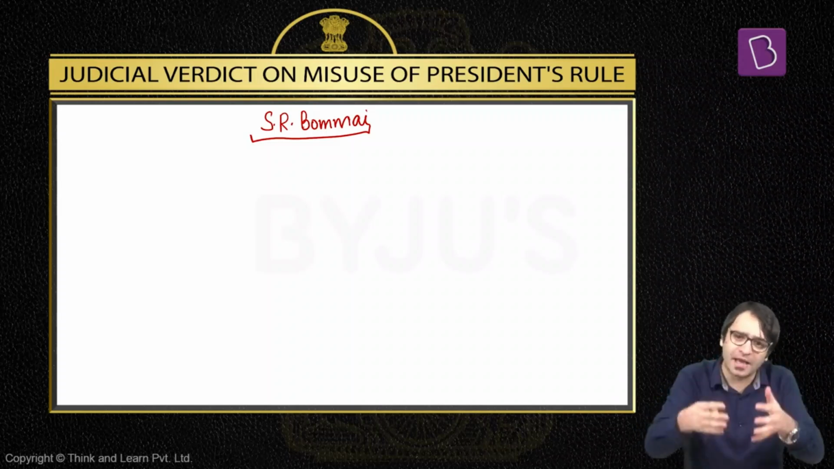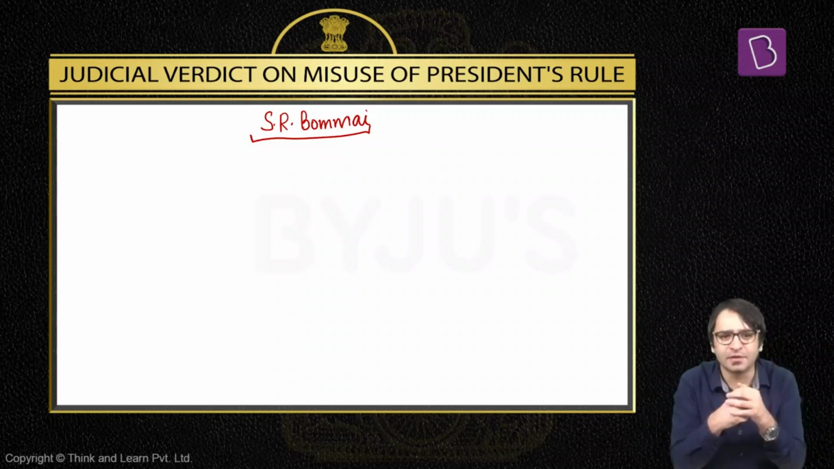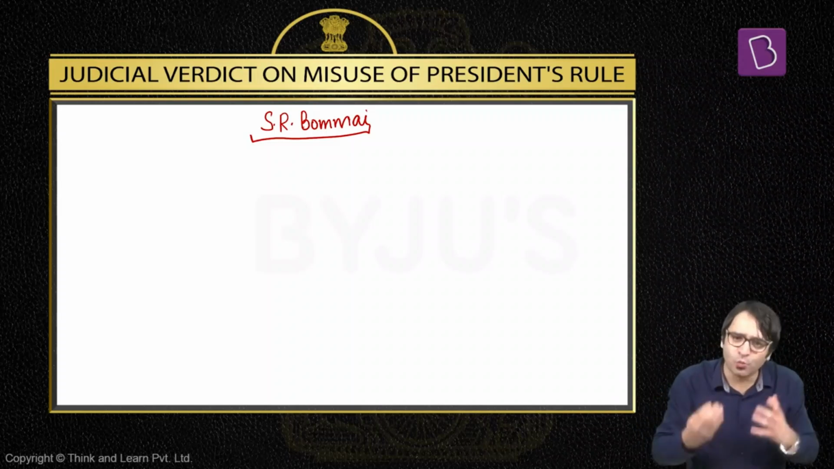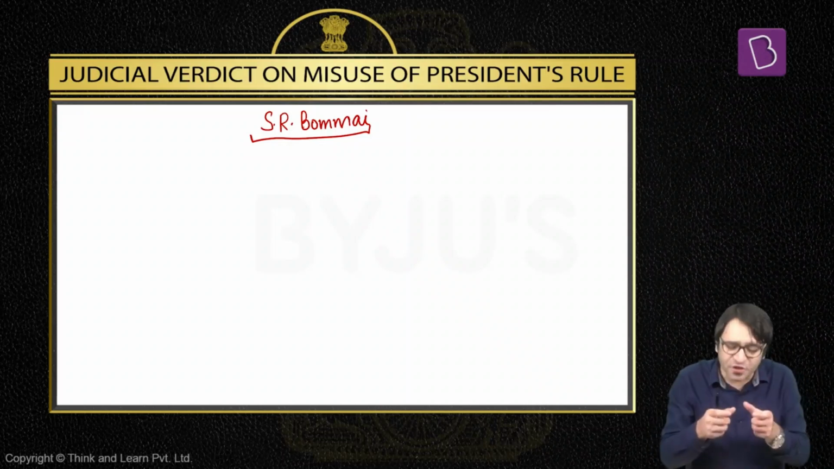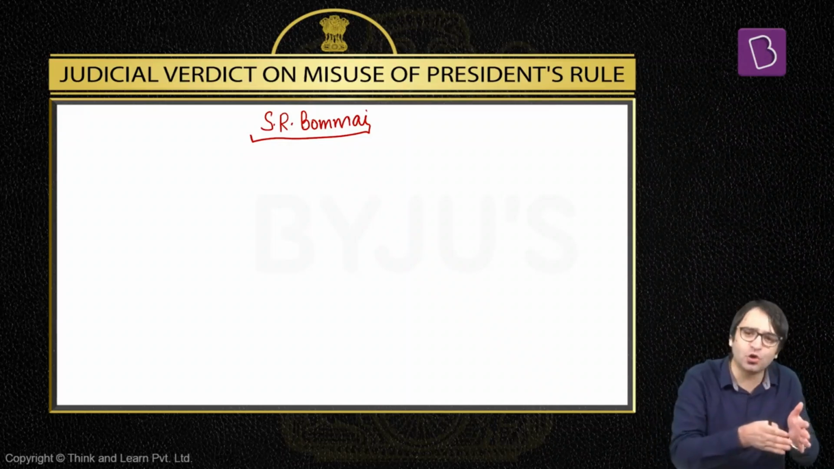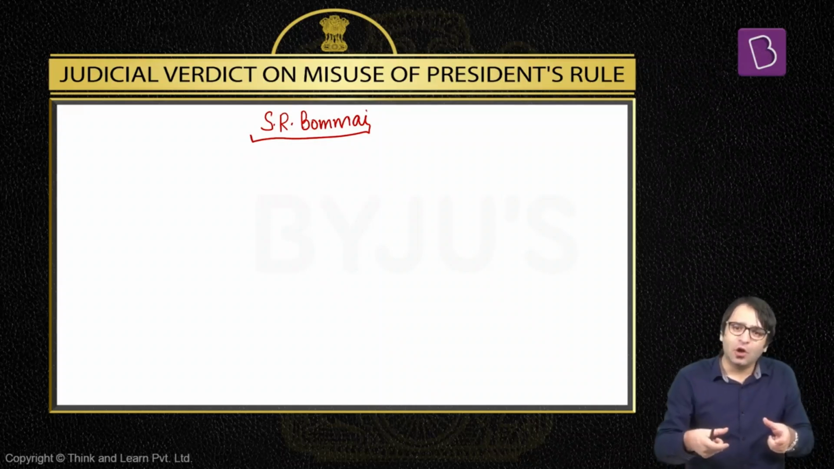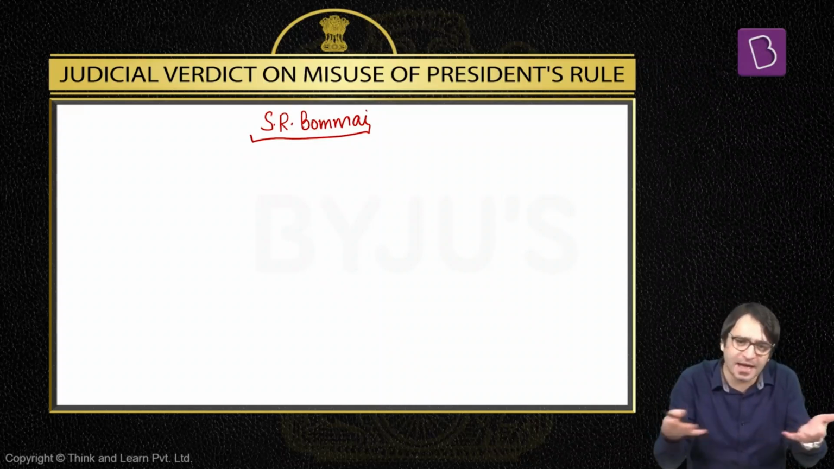S.R. Bommai goes and meets the governor. Dear governor, I have the majority, but if you want, let's conduct a floor test. What is the floor test? I will prove my majority on the floor of the legislative assembly. Because can a chief minister continue in his office? Yes, as long as he enjoys the majority on the floor of the legislative assembly. If you have the majority on the floor of the legislative assembly, you will continue. Otherwise, you have no other option but to resign.